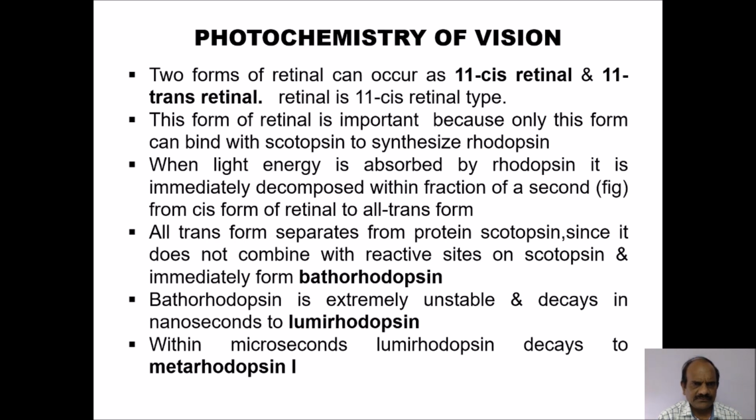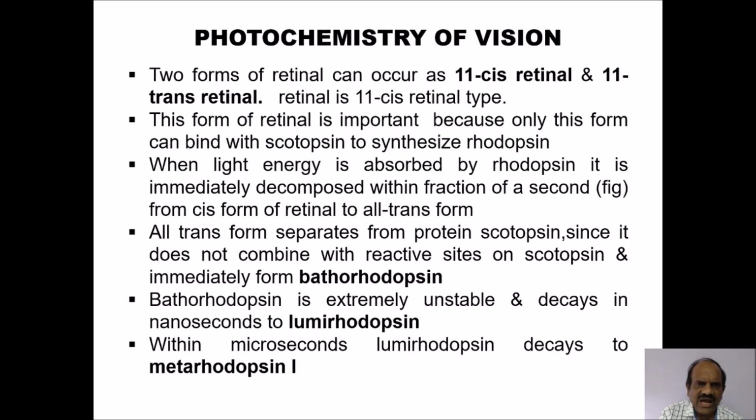This form of retinal is important because only this form can bind with scotopsin to synthesize rhodopsin. When light energy is absorbed by rhodopsin, it immediately decomposes within a fraction of a second, as shown in the figure, from the cis form of retinal to the all-trans form. The all-trans form separates from the protein scotopsin since it does not combine with the reactive sites on the scotopsin, and hence immediately forms beta-rhodopsin.